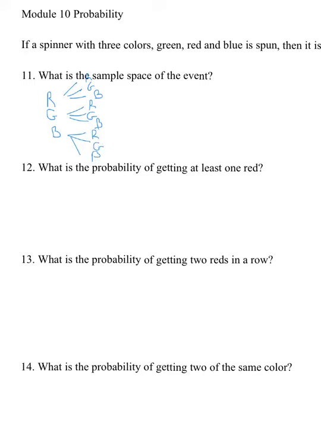So I have basically 9 outcomes, and I can list those to make my sample space. I can get 2 reds, I can get a red then a green, I can get a red then a blue, I can get a green and then a red, I can get a green and a green, I can get a green and a blue, I can get a blue and a red, I can get a blue and a green, and I can get a blue and a blue.